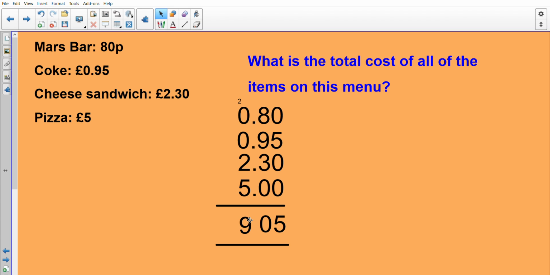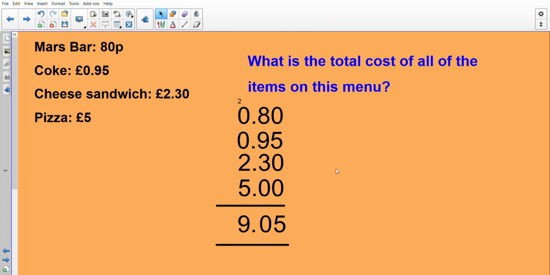Okay. Now you're all probably screaming out, Mr. Lyons, you've made a mistake. So just have a think now. What mistake have I made? Well, we're missing a decimal point, aren't we? So the decimal points in the question have to line up with the one in the answer. So we'll put our decimal points in there.